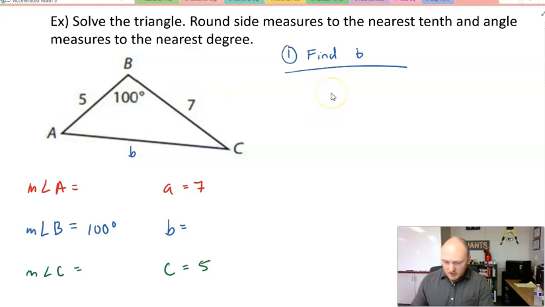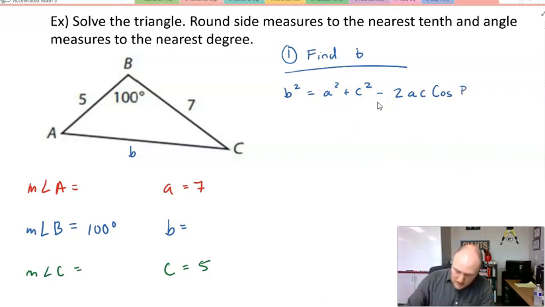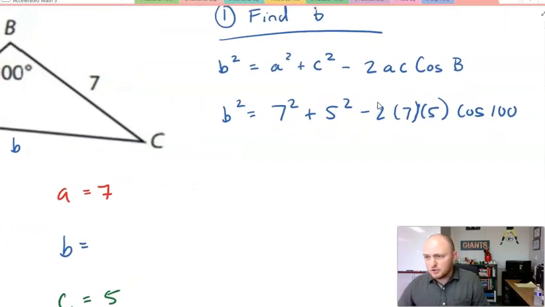So I'm going to use the law of cosines. b squared is going to be equal to, I'm going to add up my other two sides, a squared plus c squared. Now I'm going to subtract 2 times a times c, whatever sides I already used, and I'm going to multiply this times cosine of b, whatever that value is. So b squared is equal to 7 squared plus 5 squared minus 2 times 7 times 5 times cosine of 100. Now I can simplify my life.